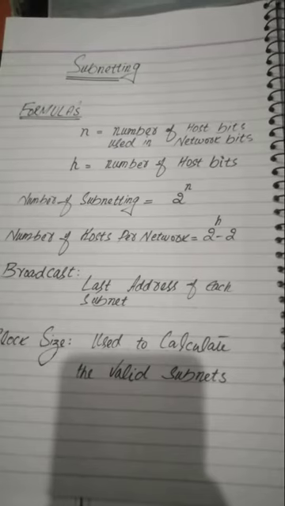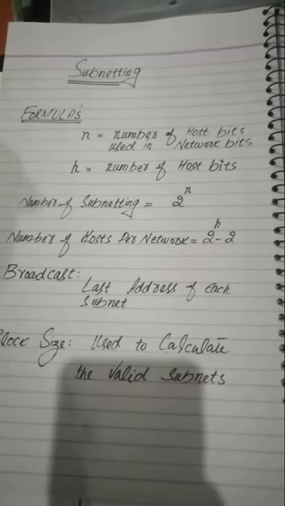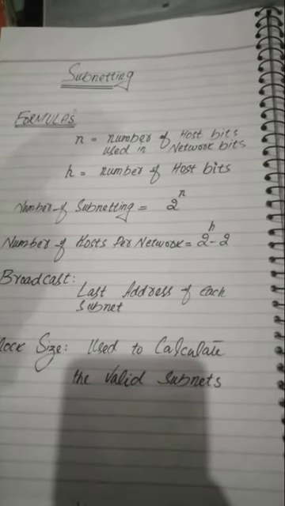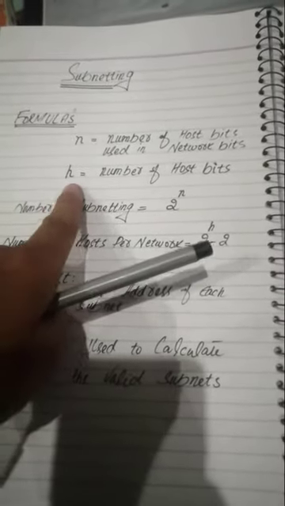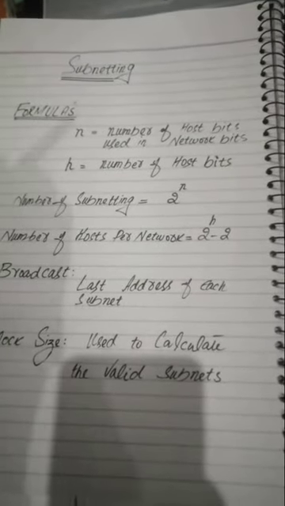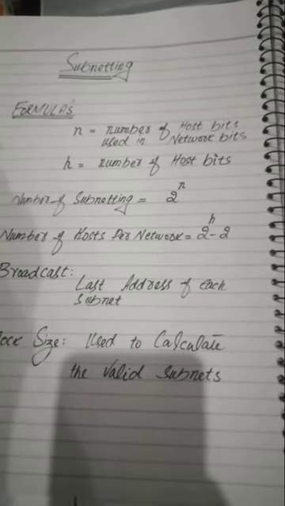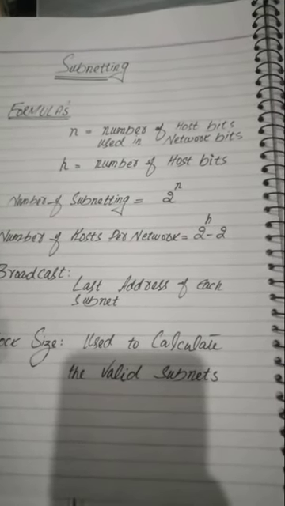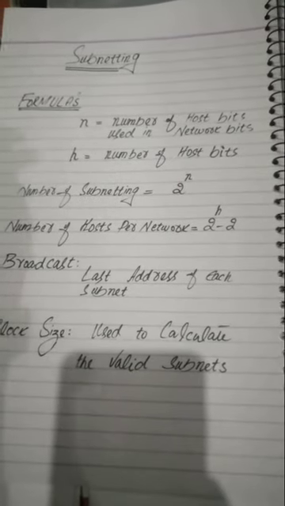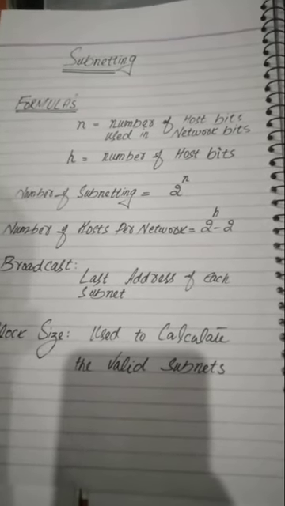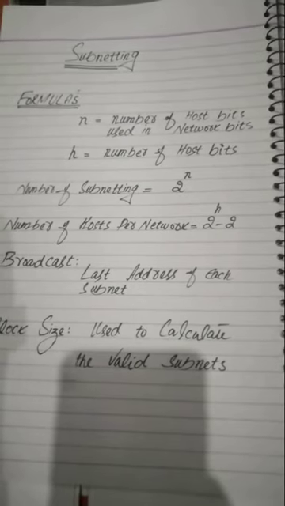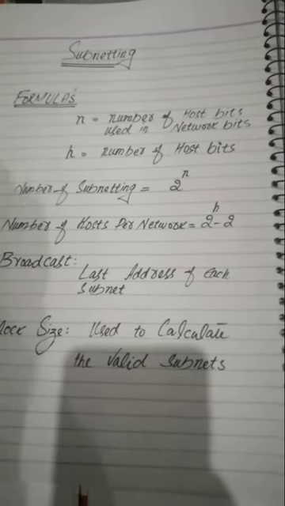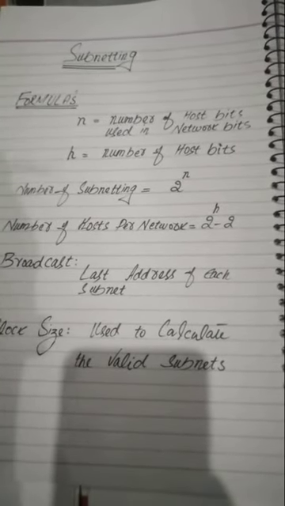So first of all, we will be using N and H. N is for network bits and H will be for number of host bits. And the formula to calculate the number of subnets will be 2 raised to power n. And similarly, the formula for number of hosts per subnet will be 2 raised to power h minus 2. Why are we subtracting 2 from this formula?